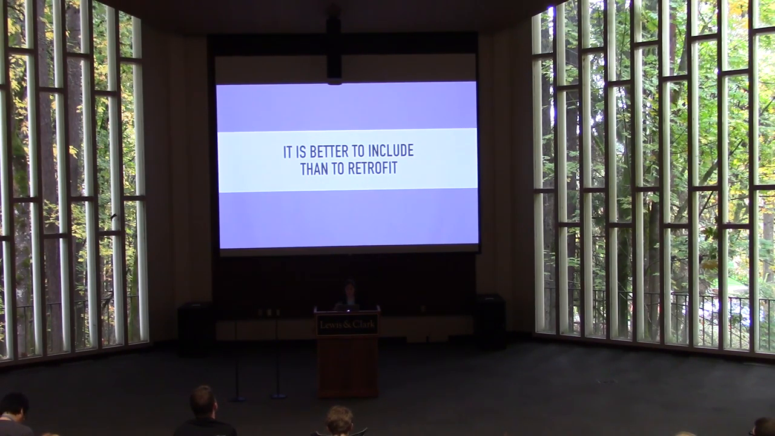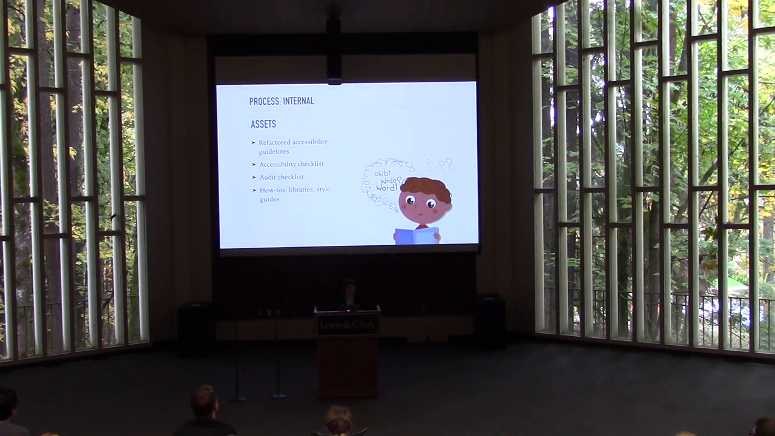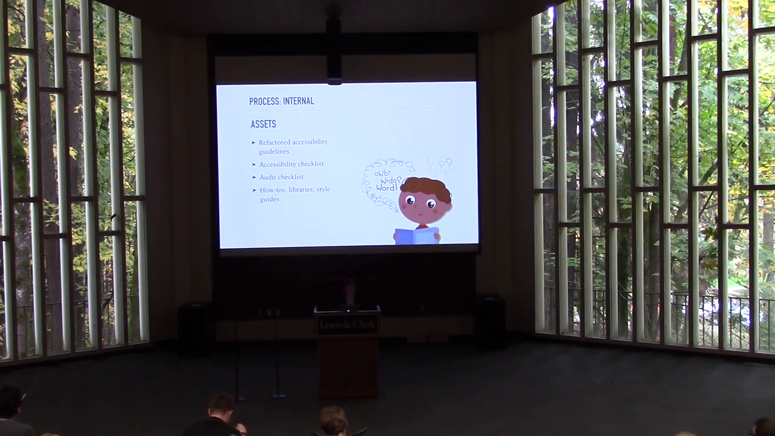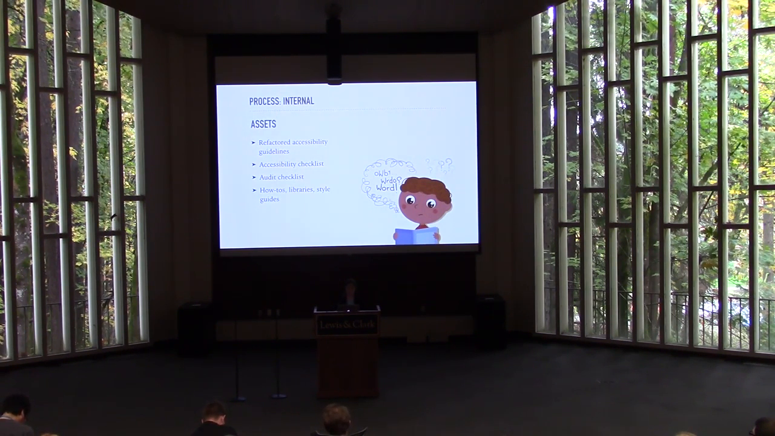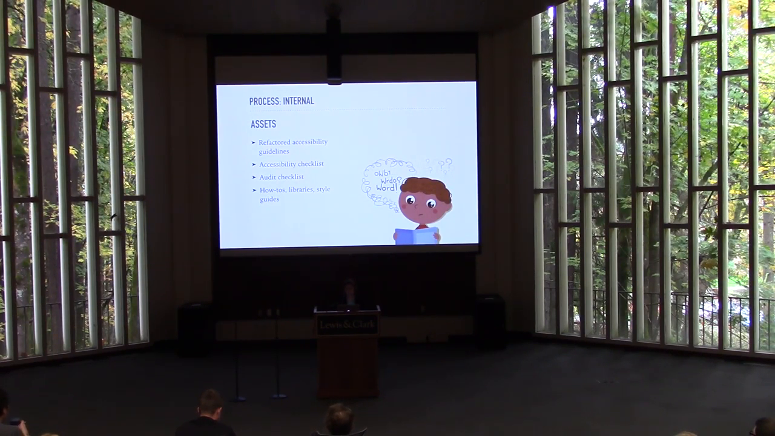And because of that, it's so important to start thinking about accessibility from the first moments. So some internal assets that we might have: refactored accessibility guidelines, possibly an accessibility checklist. There are so many accessibility checklists out there, and developing one for your own organization will help you have this repeatable accessibility checklist process that works for you. Also an audit checklist, possibly how-tos, libraries, job aids, style guides. We can integrate accessibility at all parts of the life cycle.